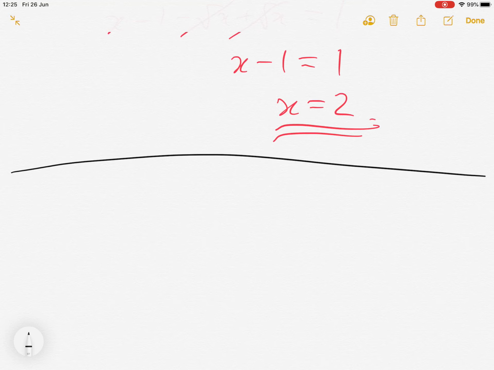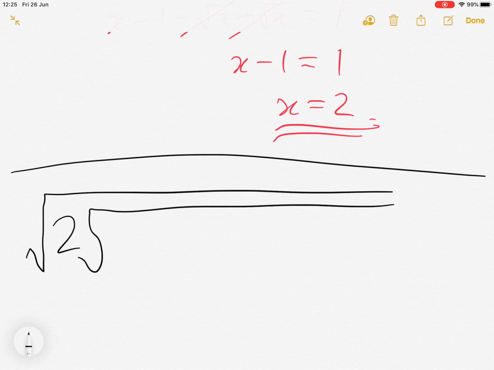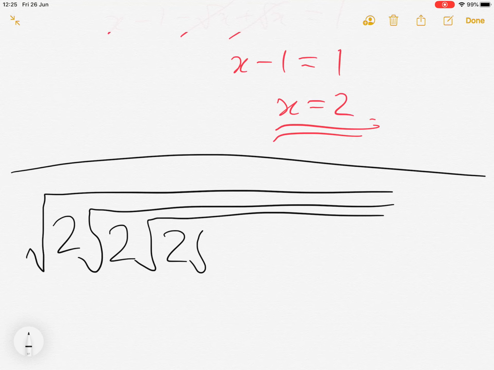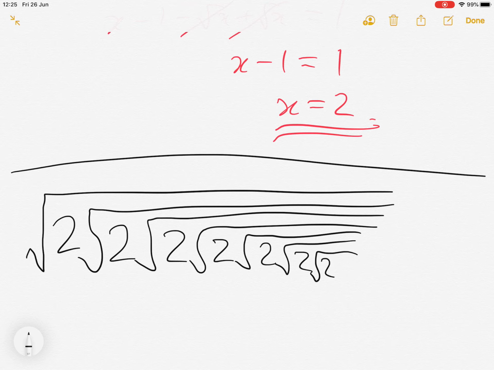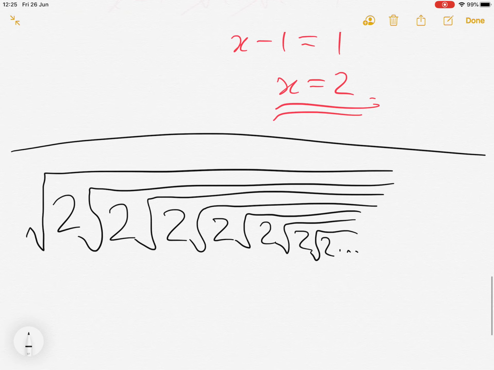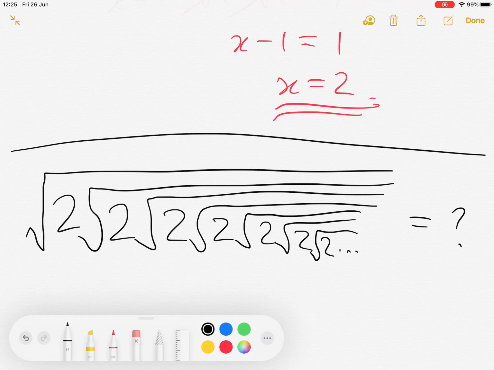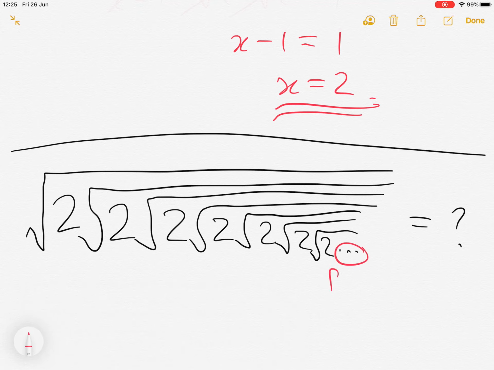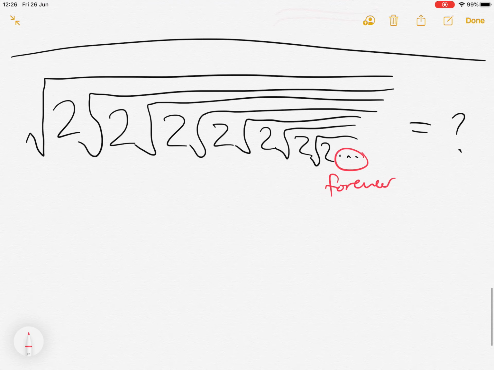So one of my favorite problems in maths is the following question. It's to simplify this infinite square root expression. And the number 2 isn't important. I can replace that with a different number. The question is, what is it equal to? And this ellipsis here means we keep going forever. So the question is, what is it equal to?